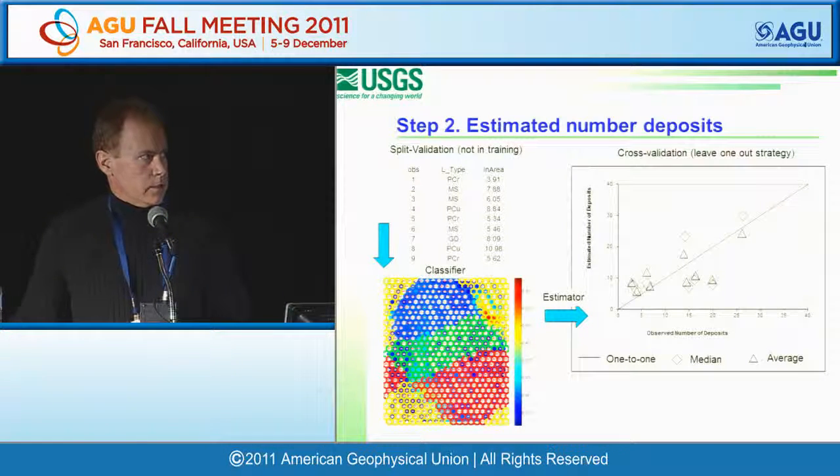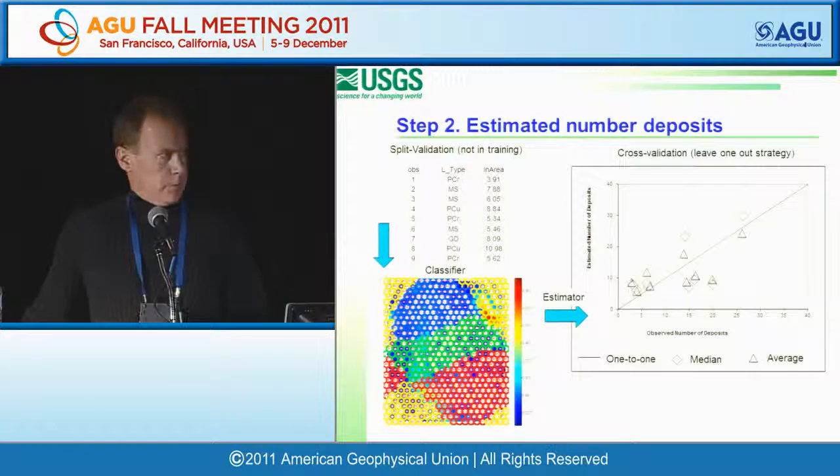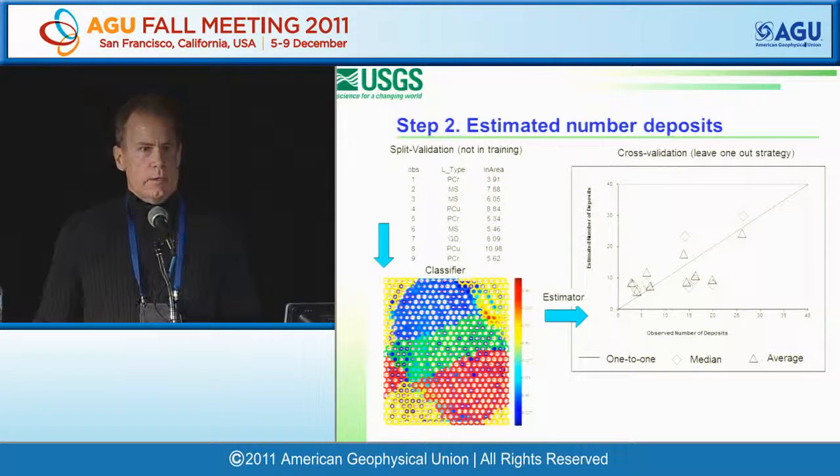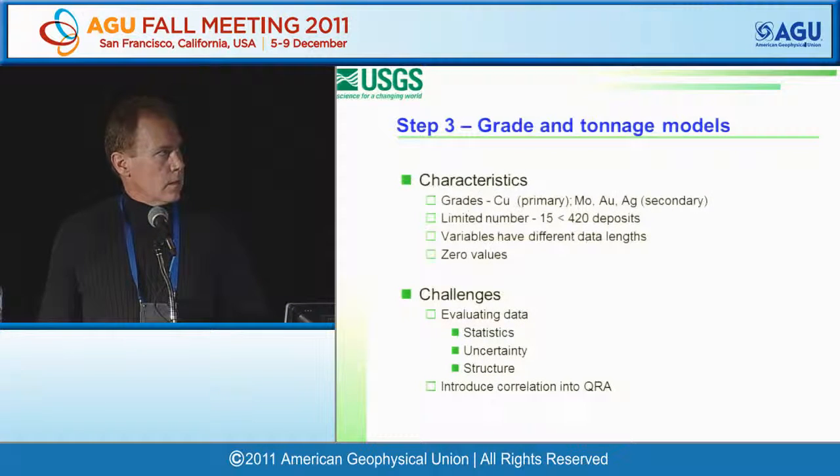And on the right side, you can see that the underlying approach is actually stochastic. In this case, I can run this a number of different times and compute medians and also the average, or any statistic for that matter. And we can see on the right the estimated versus the observed deposit types are approximately 1-to-1, demonstrating that at least the SOM is relatively unbiased. Now, it's a beginning. Step 3, let's consider the grade and tonnage models.